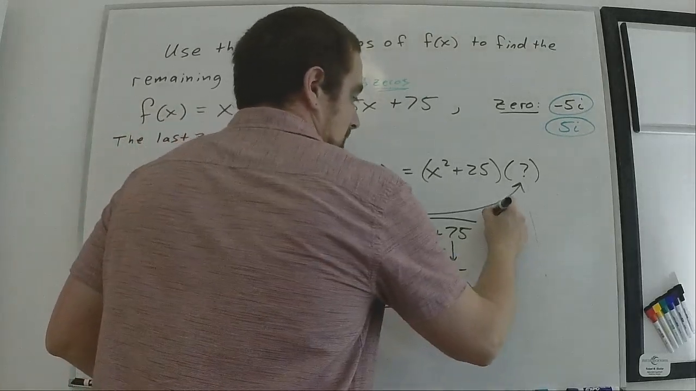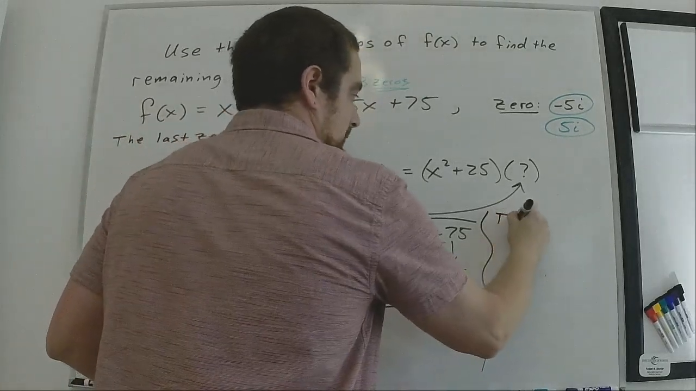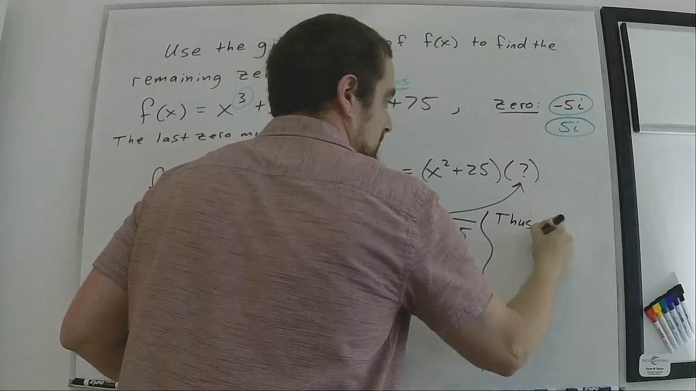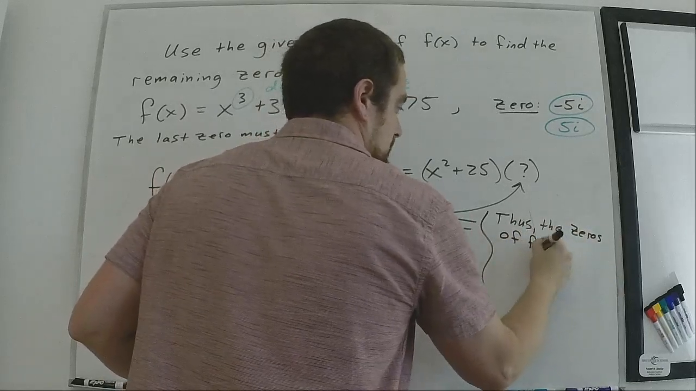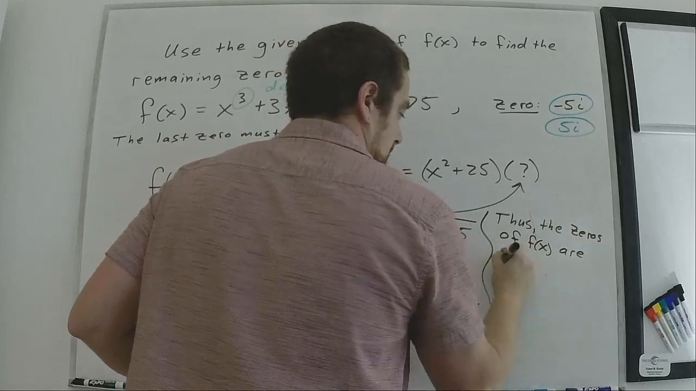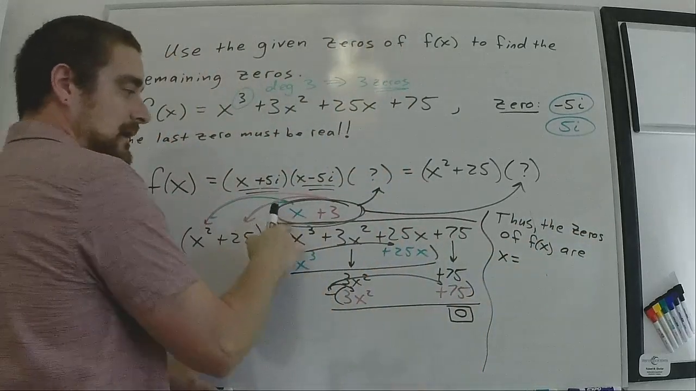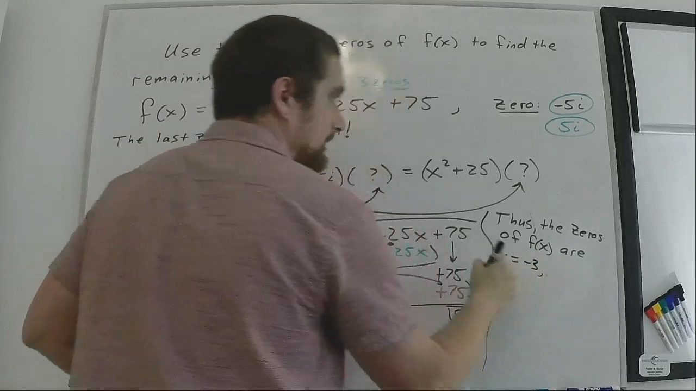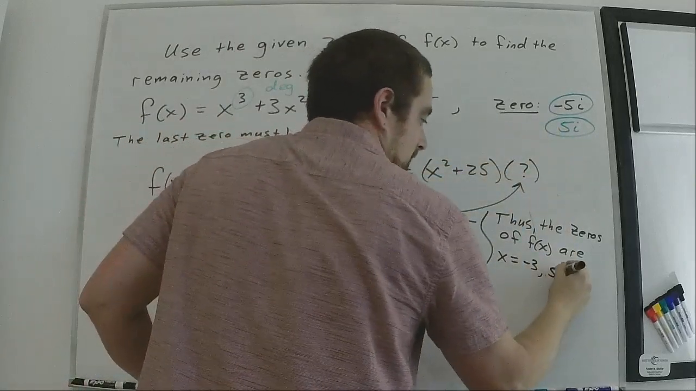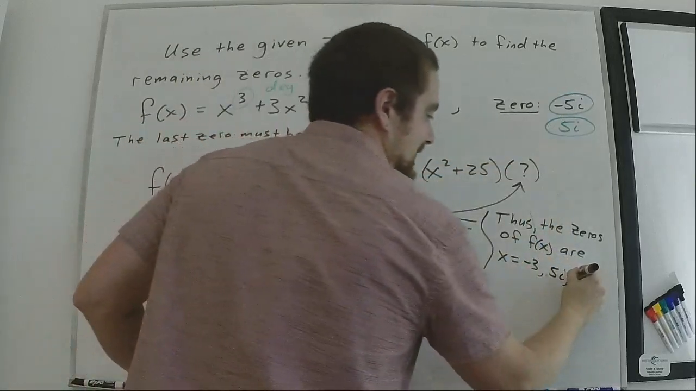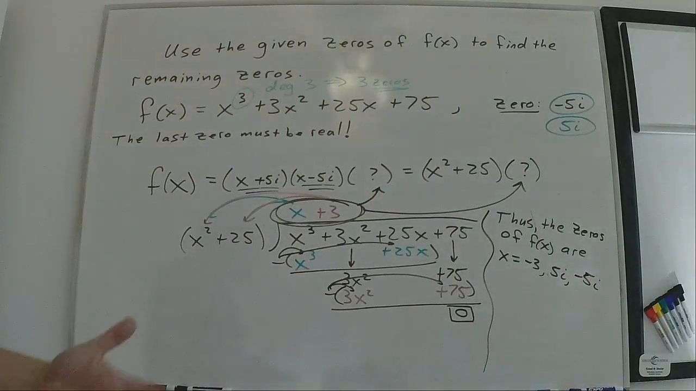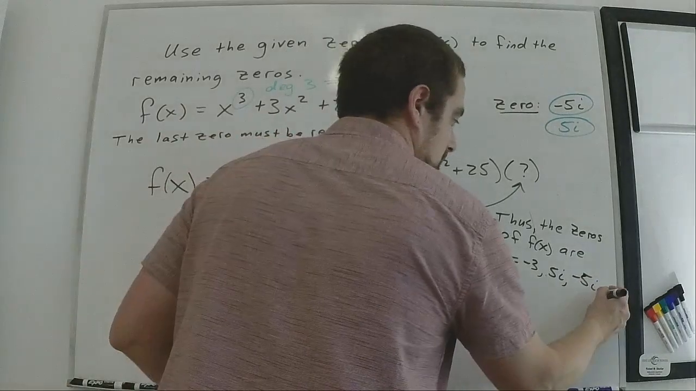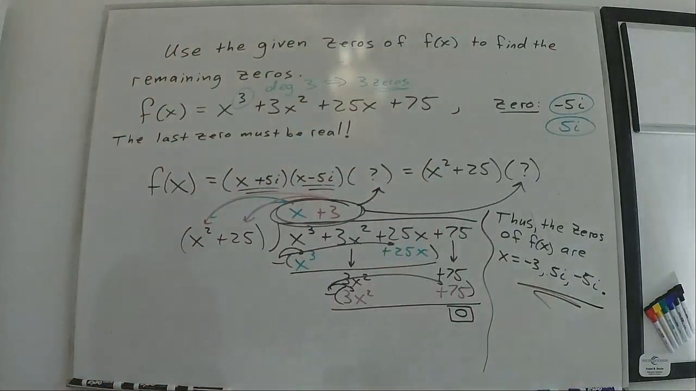So now I can say that, and we'll just summarize over here. Thus, the zeros of f of x are x equals negative 3, coming from the factor of x plus 3, positive 5i, and the one that was given was negative 5i. That one's not really something you have to write again since it was given, but I'll write it again just to sort of summarize everything up.